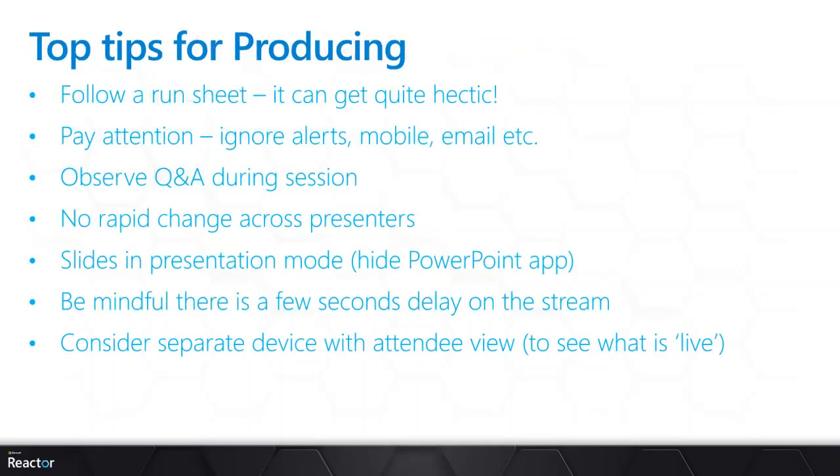Top tips for producing: follow a run sheet. It can get quite hectic. There are quite a few button clicks, and especially if you're producing and maybe presenting or introducing someone for the first time, it might be a bit overwhelming. So what I would do is a dry run, maybe even in a live event that's not the live event you're actually going to produce, and write down a to-do list or a run sheet and just go through it. Yep, done that, and tick it off as you go. Otherwise, you may end up sending it live too early or not producing the right content. So that's a recommendation. Another one is pay attention.